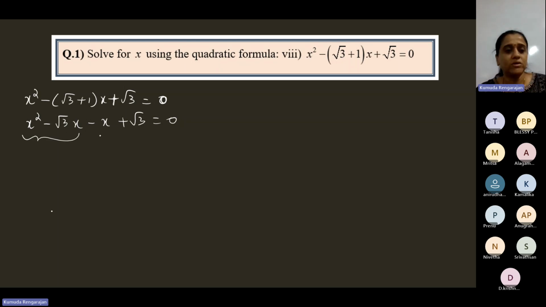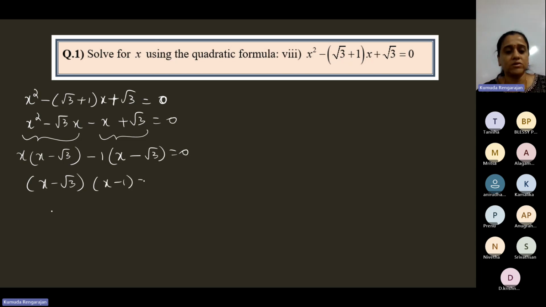See, we have one x squared term, 2 x terms, and one constant. So you can group the first 2 terms. x into x minus root 3, and from the other two, minus 1 is common, so minus 1 into x minus root 3, that is, minus into minus is plus root 3, is equal to 0. So x minus root 3 into x minus 1 is equal to 0. x minus root 3 is equal to 0, x is equal to root 3, or x minus 1 is equal to 0, x is equal to 1.